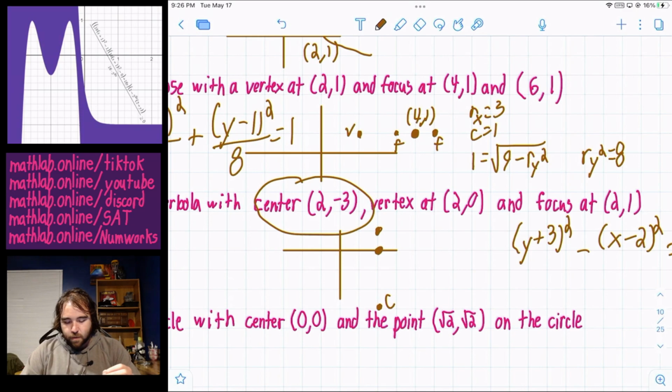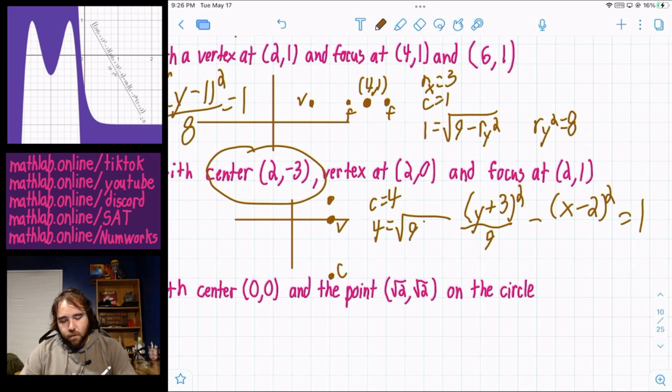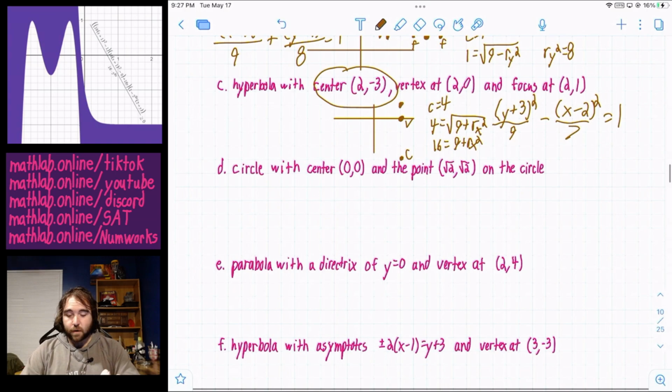So if this is the center, and this is the vertex, then we know that the Ry is 3, so this is over 9, and we can see that the c is 4. So then we got 4 is root, we add them. 9 plus Rx squared, so 16 is 9 plus Rx squared, so Rx squared is 7. Okay, nothing wrong so far.